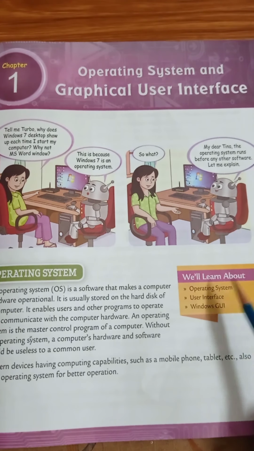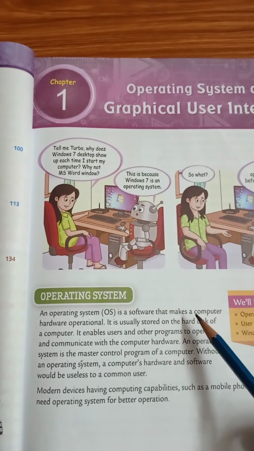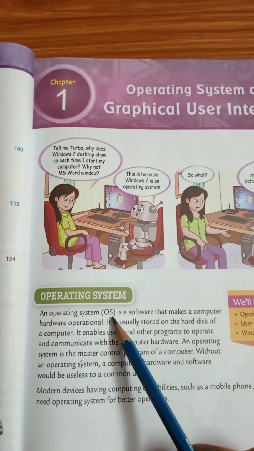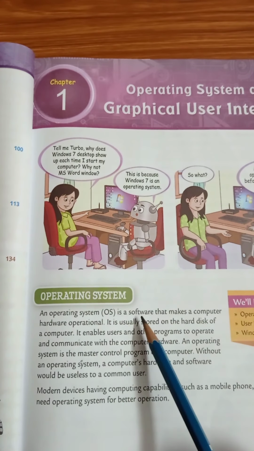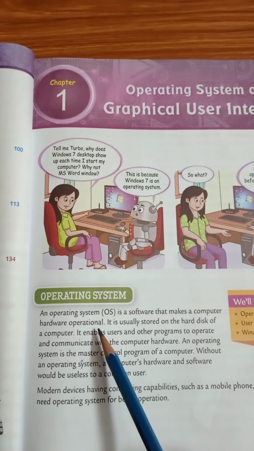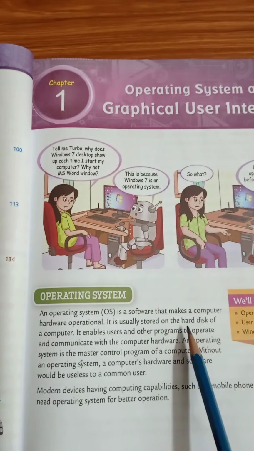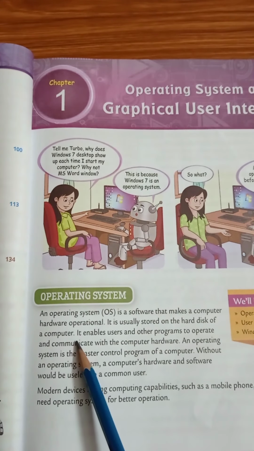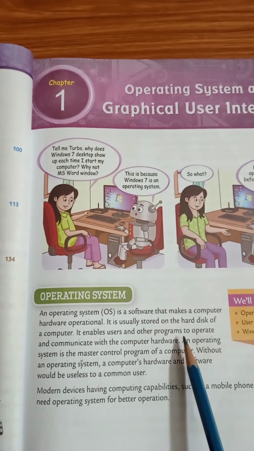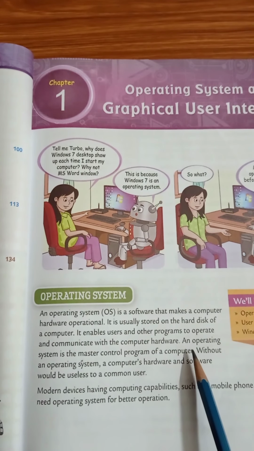So first is operating system. Here is the definition of operating system. An operating system, short form is OS, is a software that makes a computer hardware operational. It is usually stored on the hard disk of a computer. It enables user and other programs to operate and communicate with the computer hardware.